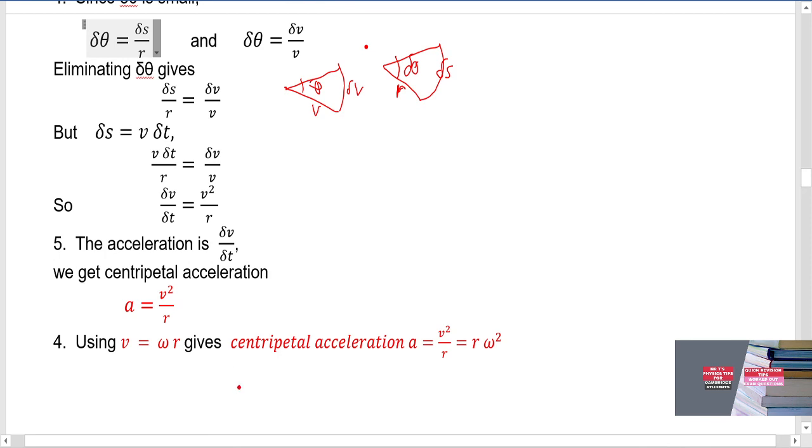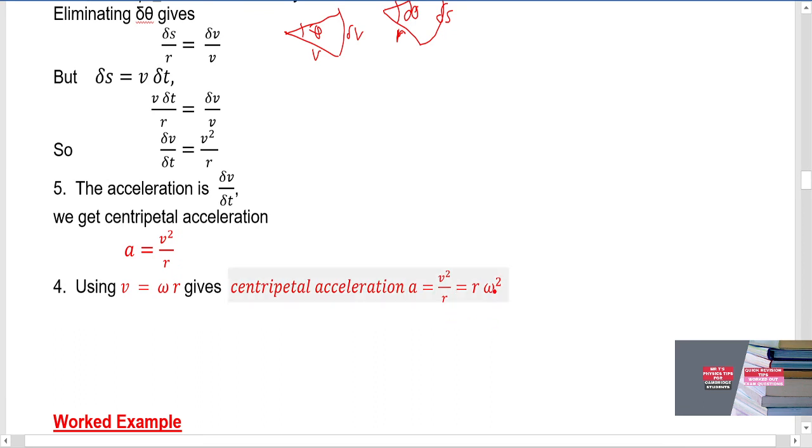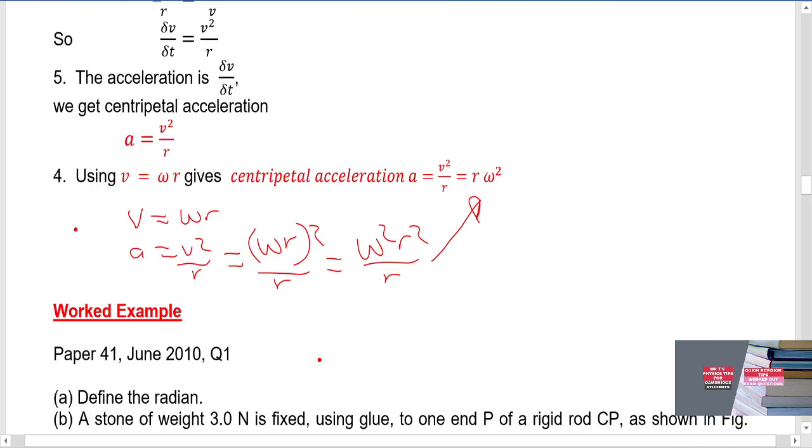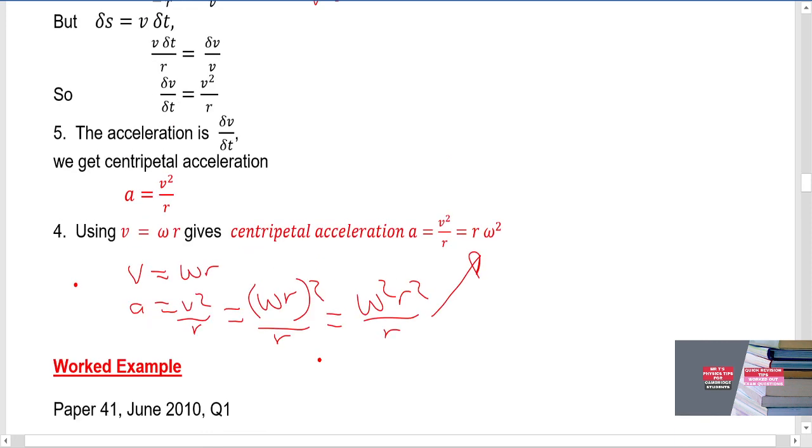Now since v is equal to omega r, we can also deduce a is equal to r omega squared. So we know that v is equal to omega r, right? And then a is equal to v squared over r, which is equal to omega r all squared over r, which is equal to omega squared r squared over r, giving rise to that. Okay, so that's where it's coming from. Right, so I think that is that.